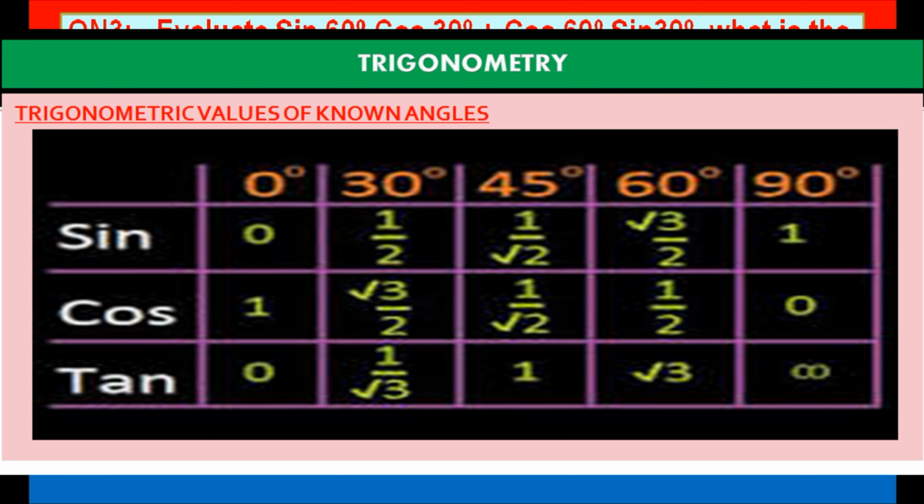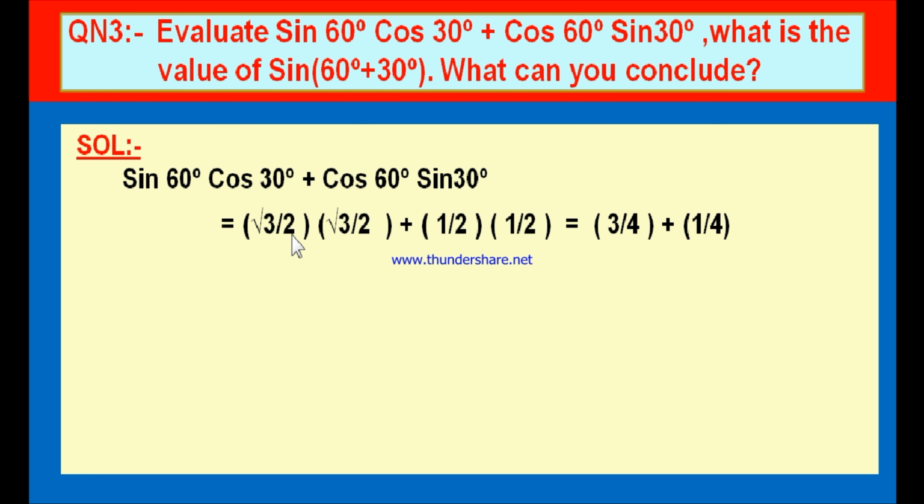And what is cos 30? Cos 30 is root 3 by 2. And what is cos 60? 1 by 2. What is sin 30? 1 by 2. Therefore, now let us substitute these values. You may look here now. Sin 60 degrees is root 3 by 2 into cos 30 degrees is also root 3 by 2. Plus cos 60 degrees is 1 by 2 into sin 30 is also 1 by 2.